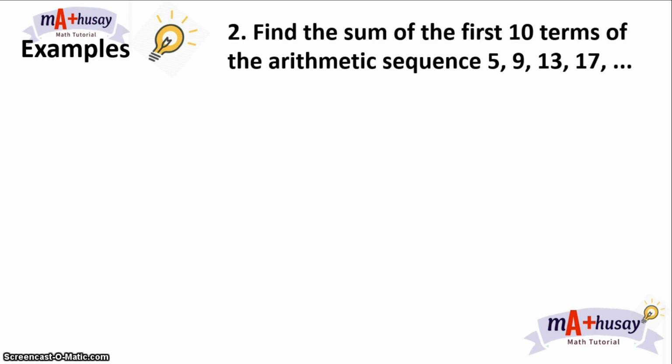Let's have example number 2. Find the sum of the first 10 terms of the arithmetic sequence 5, 9, 13, 17, and so on. The question is, what are the givens in this problem? We know that we have the first term, which is 5. We have the number of terms, which is 10. Now, since we don't know the last term, we will use the second formula.